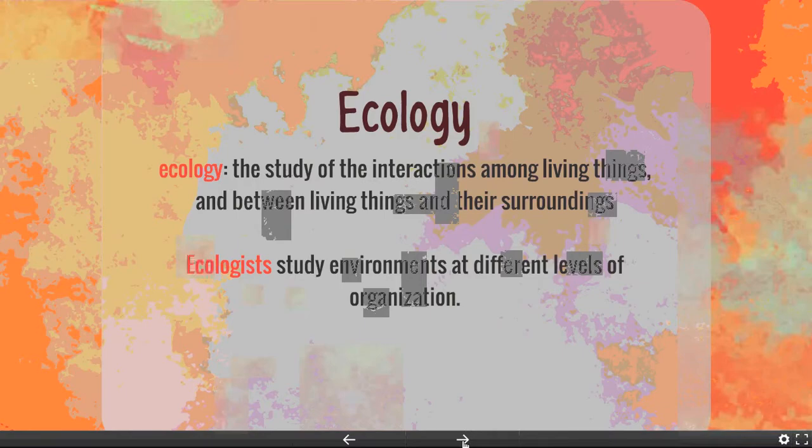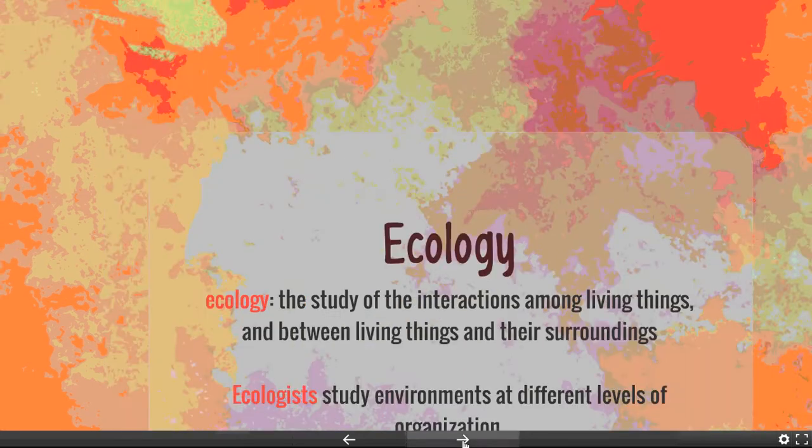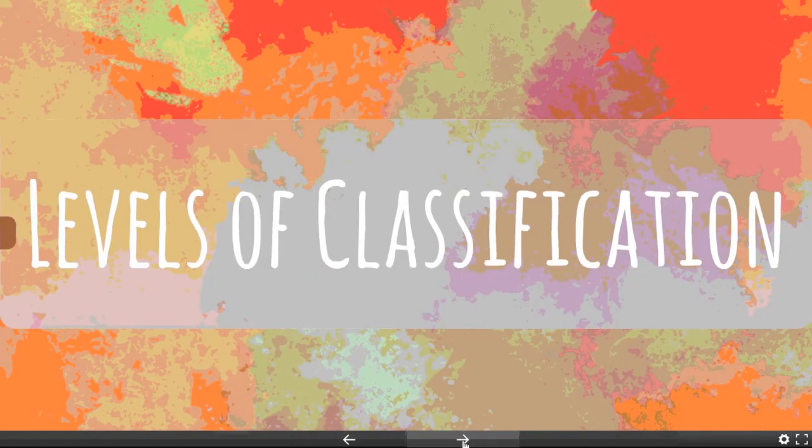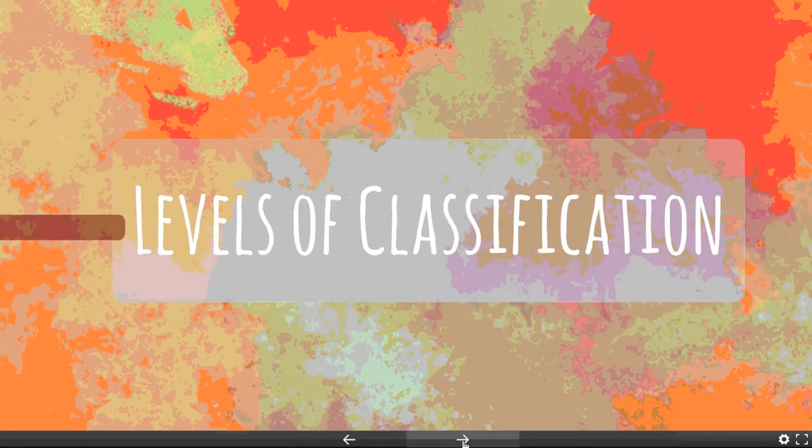Okay, so quickly, the definition of ecology: study of interactions among living things. So it's how organisms interact with each other and how they interact with their environment, so their surroundings. So ecology studies environments at different levels. So this is where you have your levels of classification or levels of organization.